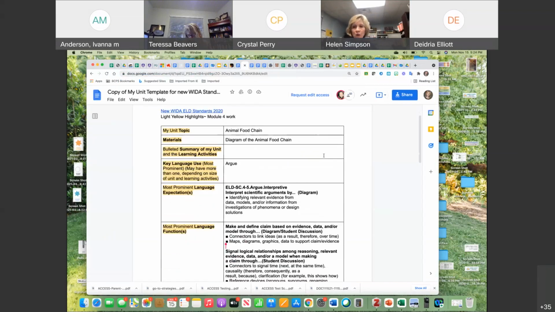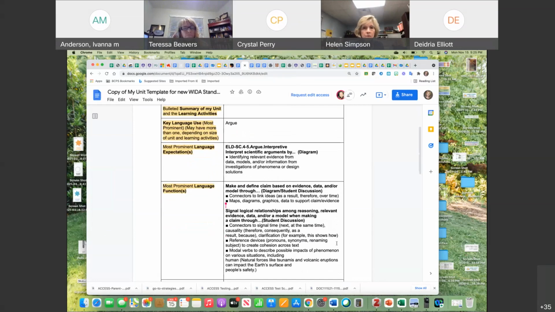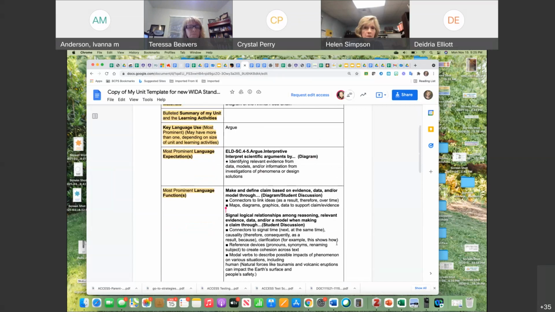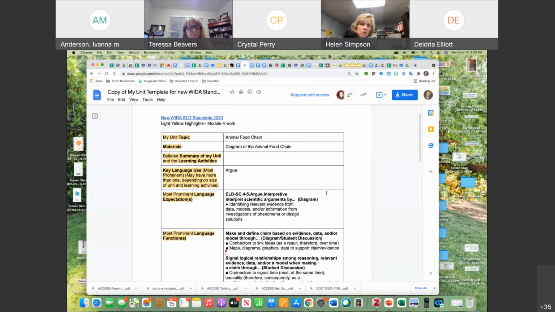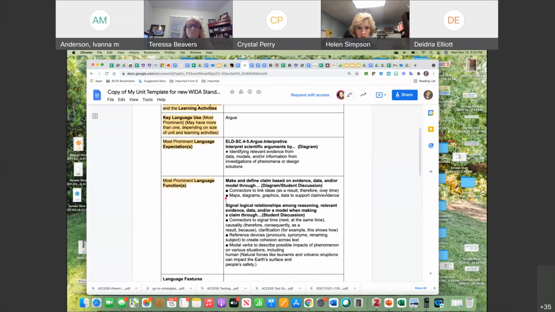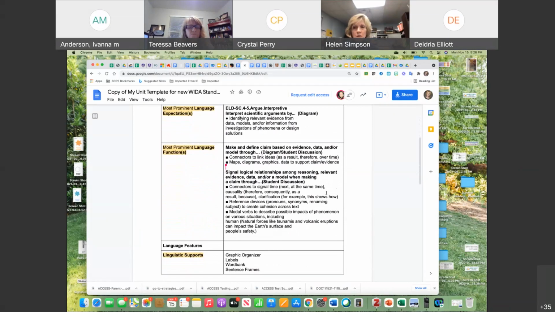Okay, so Sandy, if you want to share with us just a little bit about your unit and the learning activities and the language expectations. So mine was focusing strictly on arguing as my key language use, and so I really wanted to target that. So when I go into my language expectations using the graphic that I've given to my students, I really want them to be able to interpret what is the diagram, and then be able to determine an argument based on that diagram. And I don't have my summary or my unit or anything in there. I was looking through the language functions. For the language functions, I wanted to have them make their own claim about when they're reading the diagram, what is going to happen based on that claim.